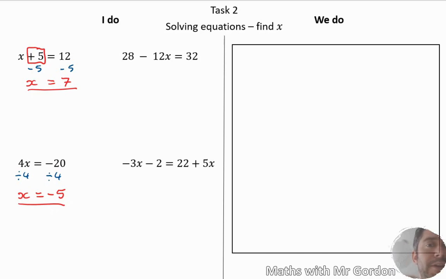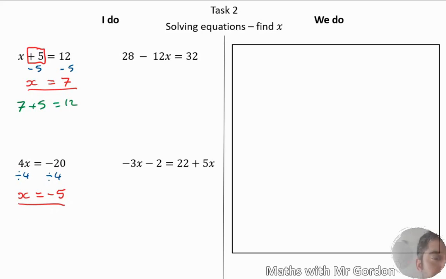So if we have a look at this first question, we've got x plus 5 equals 12. Let's substitute in the value of 7. So let's just check. 7 plus 5. Does that equal 12? 7, 8, 9, 10, 11, 12. It does. Okay? So we know that the value of x is 7.